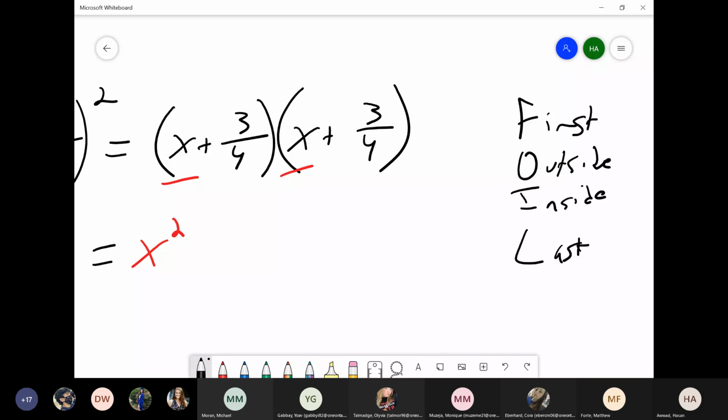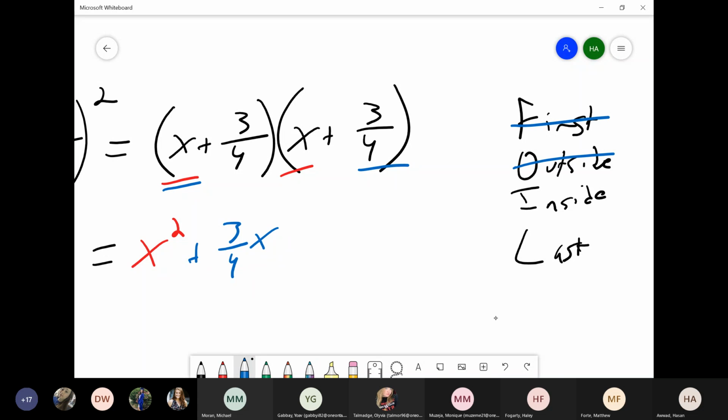x times 3/4. Yeah, perfect, Haley. So we're going to do outside. Outside means the x times the outside 3/4. So that's x times 3/4. You can't really simplify anything, so that's just 3/4 x. Okay, perfect. Now what we need to do is continue along, right?